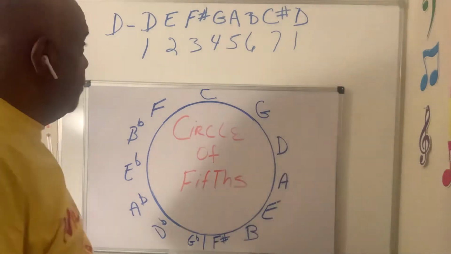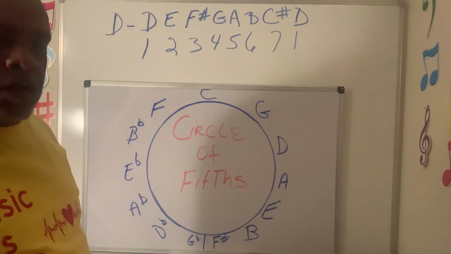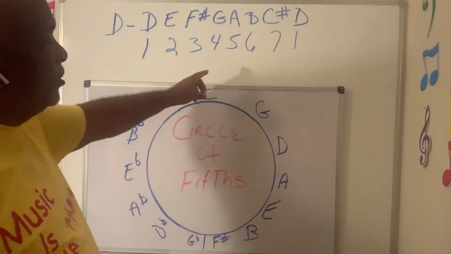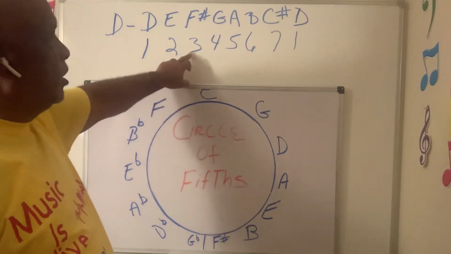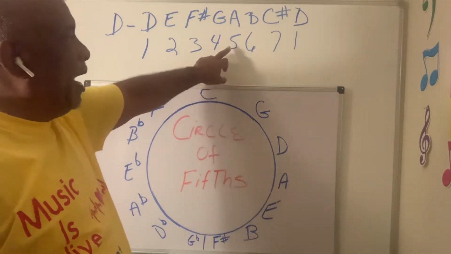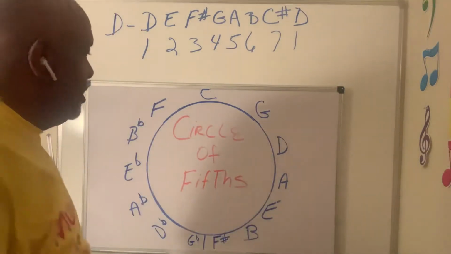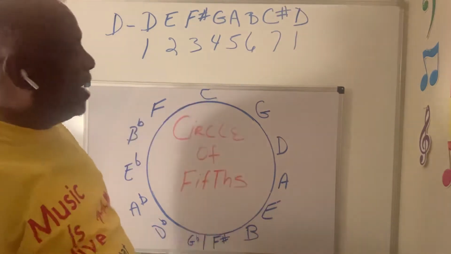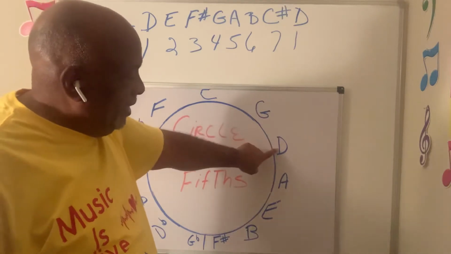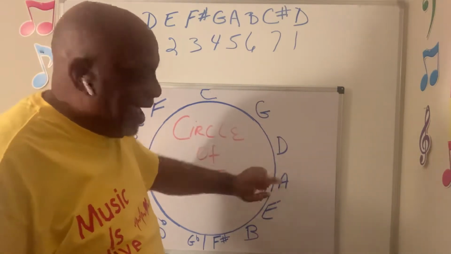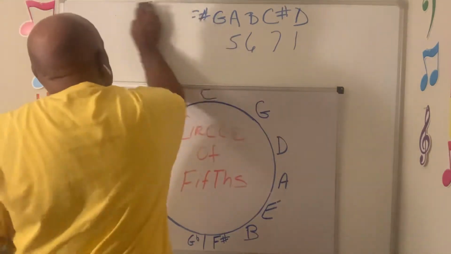All right, so now let's look at what's the 5 of the key of D major. D is the 1, E is the 2, F sharp is the 3, G is the 4, and the 5 of D major is A. All right, so here we go. Key of C, the 5 of C is G. The 5 of G is D. And the 5 of D is A. All right?